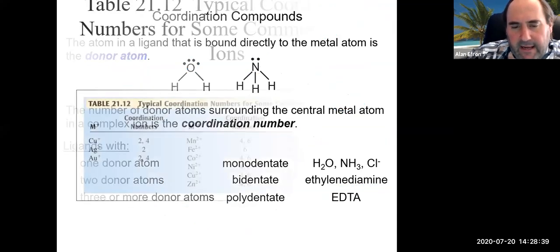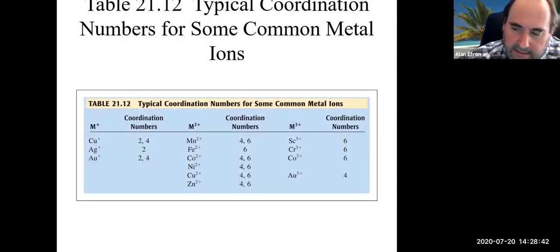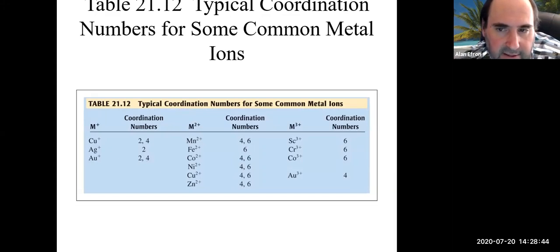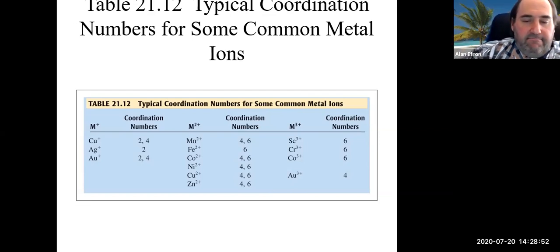So you may ask yourself, how do I know how many ligands I'm going to get? How many are going to surround? There is a general pattern that occurs. Again, nothing unfortunately is 100%, but ions with +1 charges, like you see there on the left, typically will make coordination numbers of 2 and occasionally 4. Ions with +2s typically do 4 and 6, and ones with +3s typically will take in 6, except for gold, which typically will do 4.